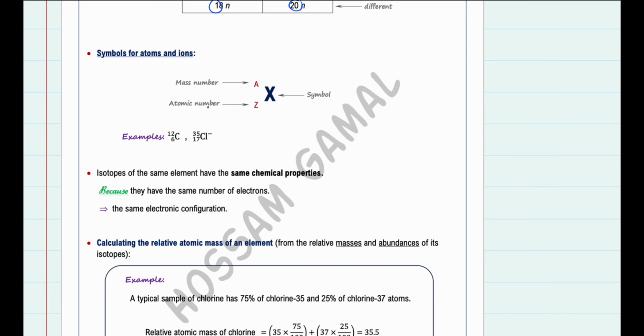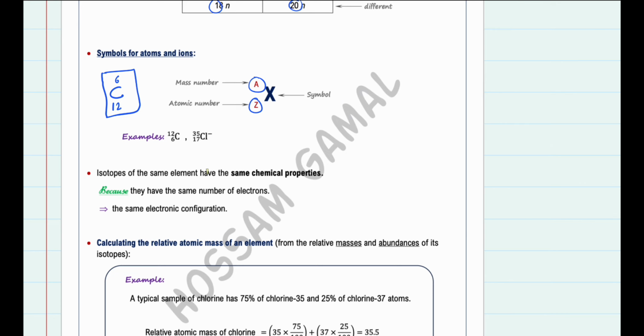To represent an element, we use the symbol of that element, and to the lower left of it, we put the atomic number, and upper left of it, we put the mass number. As an example, carbon can be written as 12 upper, 6 lower, C: 6 atomic number and 12 mass number. However, in the periodic table, you may find carbon written this way, C, and then 12 down and 6 up. That's the version that you're going to get in the exam: mass number down and atomic number up.